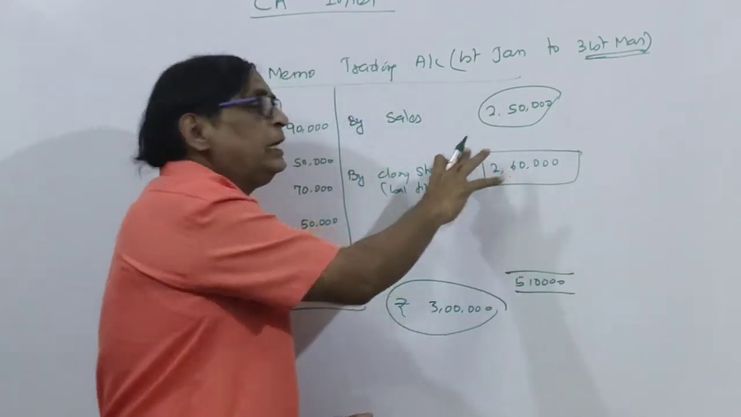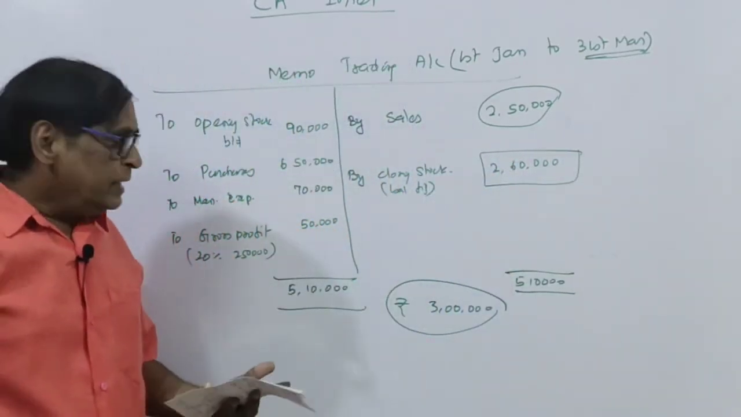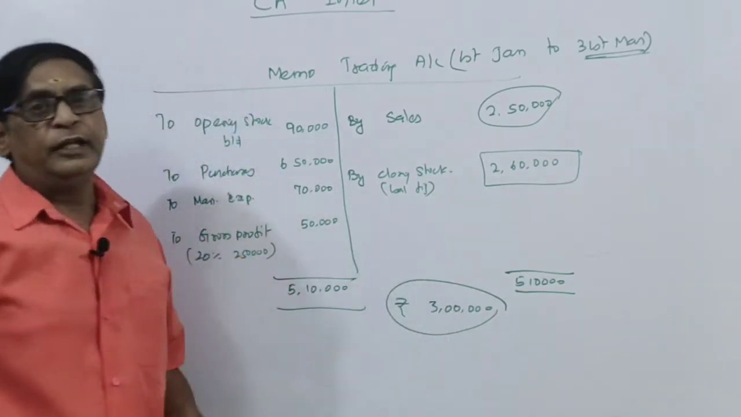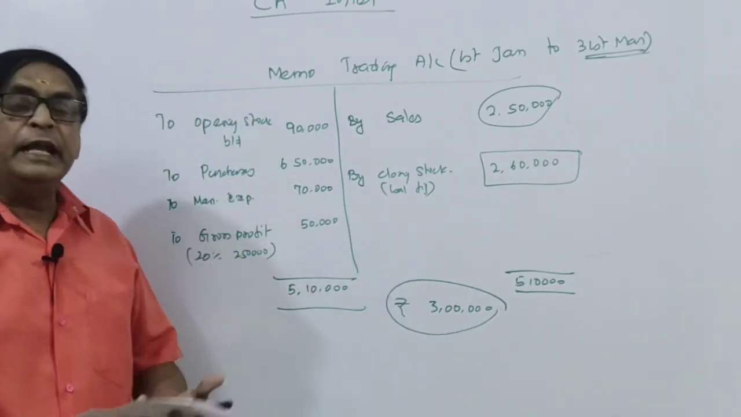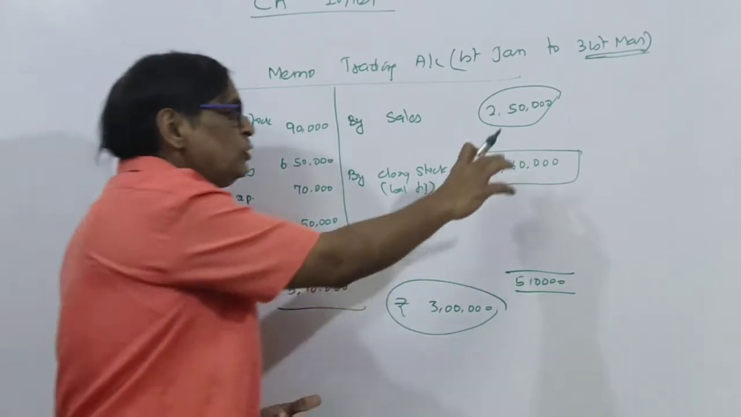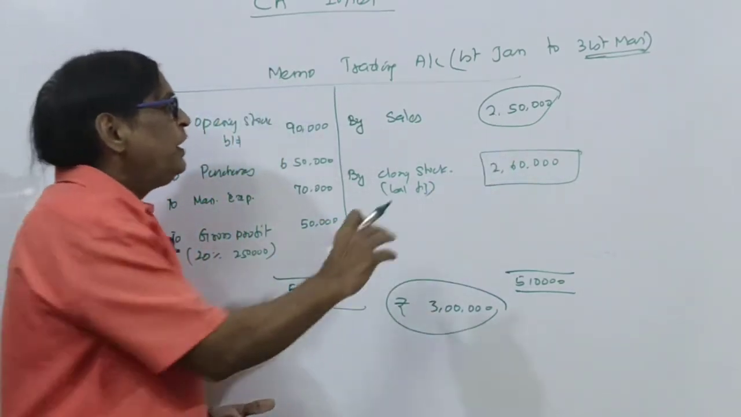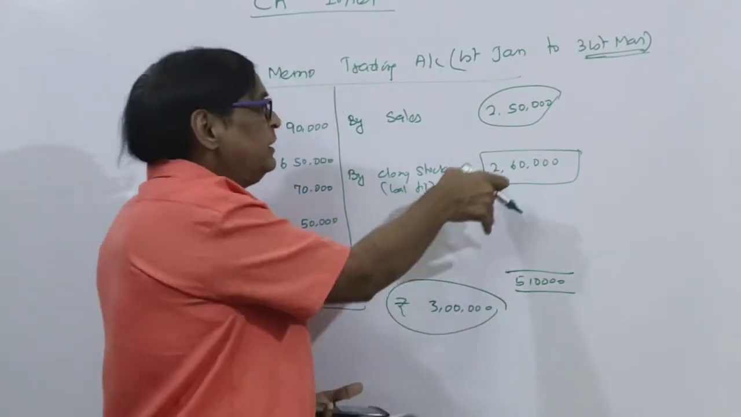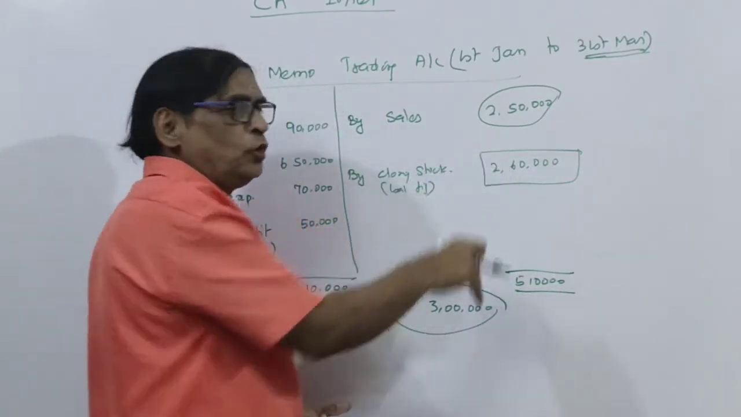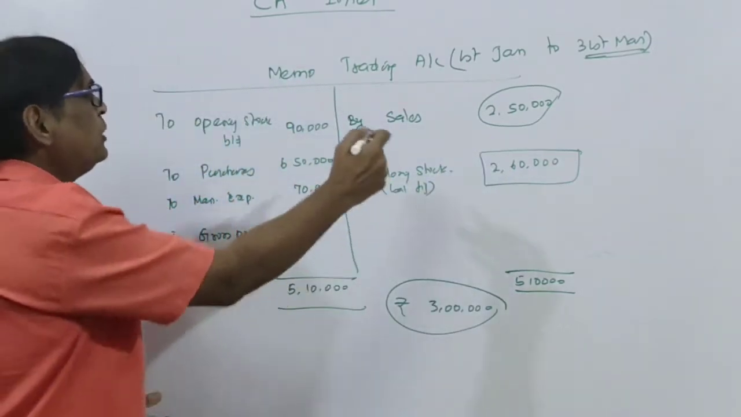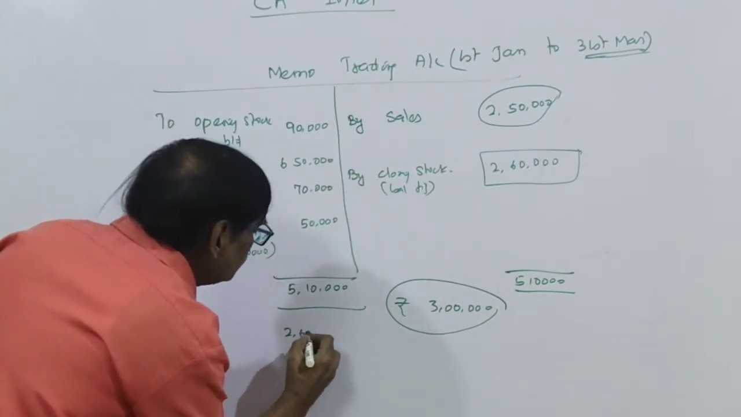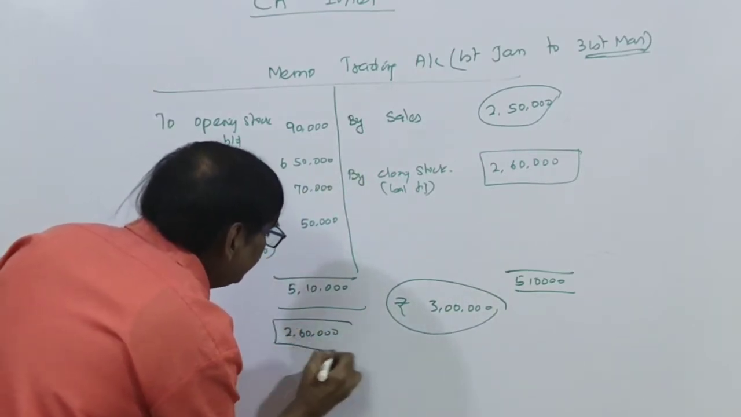So if the actual loss is less than the insurance policy, then the entire claim, that means 2,60,000, will be admitted. So we can claim this amount, 2,60,000, from the insurance company. So the insurance claim of 2,60,000 will be admitted.